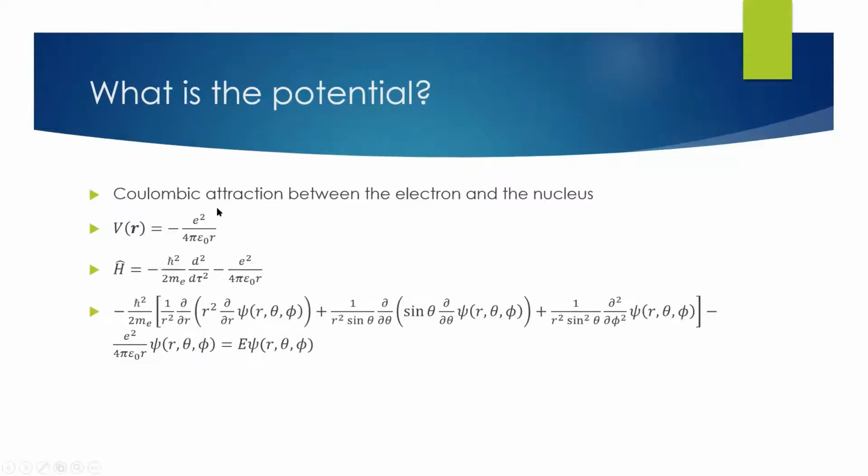Here we can see again, all this horrible stuff on the inside of these brackets is simply d2/dx2 plus d2/dy2 plus d2/dz2, but we converted it to spherical coordinates, which will make the problem simpler for ourselves. You have to trust me. And then we have the potential, negative e squared over 4 pi epsilon naught, and then this is equal to our total energy for the hydrogen atom, times our wave function.